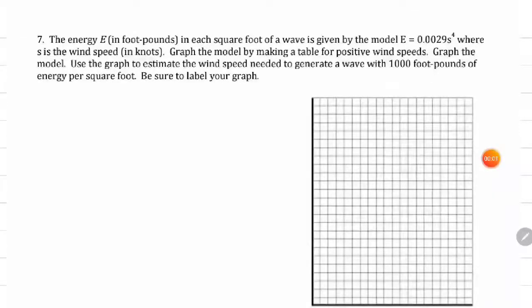Alright, it's your favorite type, word problems. So the energy E in foot-pounds in each square foot of a wave is given by the model E equals 0.029 s to the fourth, where s is the wind speed in knots. Graph the model by making a table for positive wind speeds. Use the graph to estimate the wind speed needed to generate a wave with 1,000 foot-pounds of energy per square foot. Be sure to label your graph.